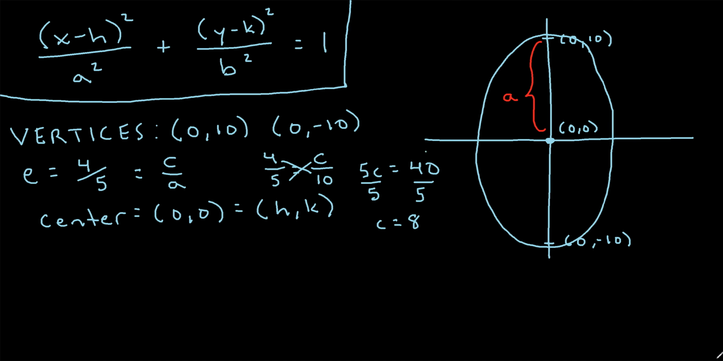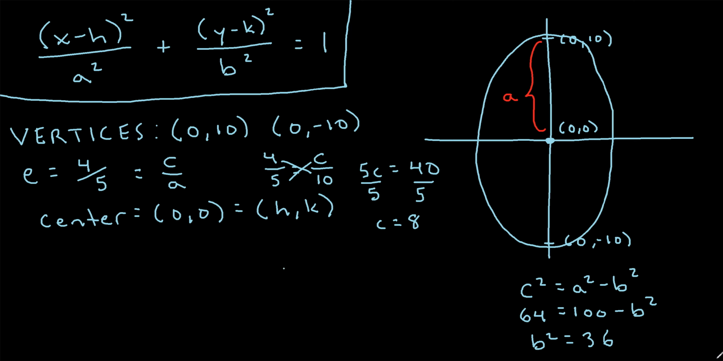So we know what a is and we know what c is, so now we can use this relationship: c squared is equal to a squared minus b squared, and we can figure out what b squared is. So c is 8, so 8 squared is 64, is equal to a, which we said was 10, so 10 squared is 100, minus b squared. To solve for b squared, we can add b squared to the left side and subtract 64 from the right-hand side. So we get b squared is equal to 100 minus 64, that's 36.